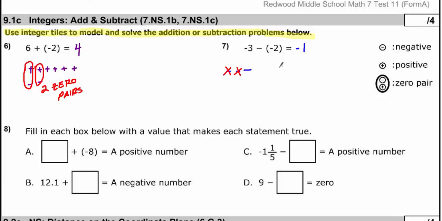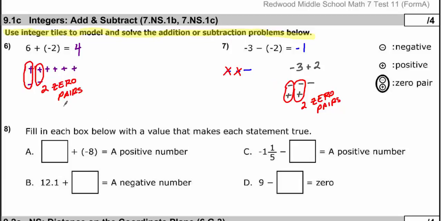The other thing we've talked about doing is taking a problem like this and showing it as an addition problem. Instead of subtracting -2, we're adding +2. And now we can model that, -3 plus +2. That gives us 2 zero pairs, and we're left with -1. However you do it, you're going to get -1. However you do it, you also have to show some kind of modeling.